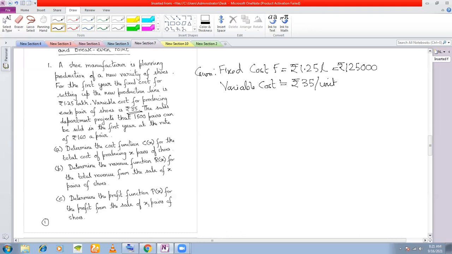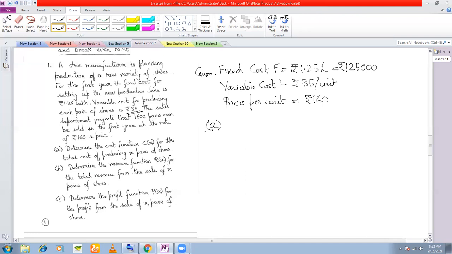The sales department projects 1500 pairs can be sold in the first year. That means what is the number of units demanded? 1500, right? At the rate of 160 per pair. 160 per pair means price per unit is how much? Price per unit is rupees 160. So one pair of shoes is sold for 160 rupees. So let's take note that 1500 units can be sold in the first year. Now let's answer the first question.